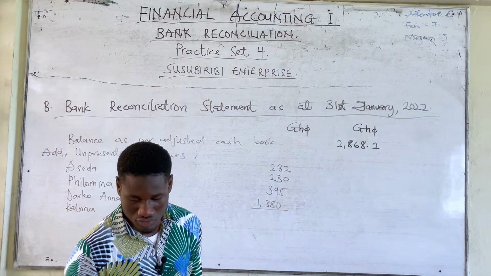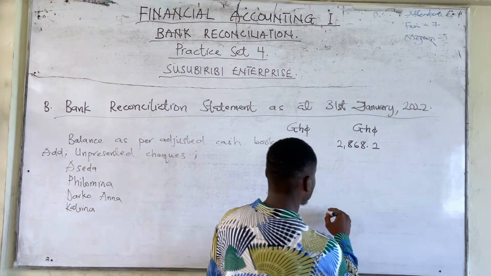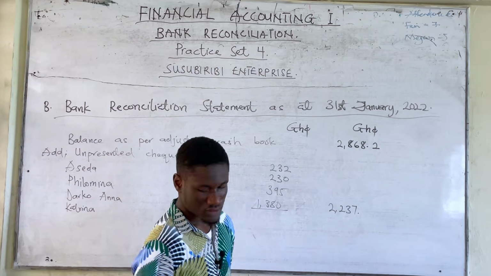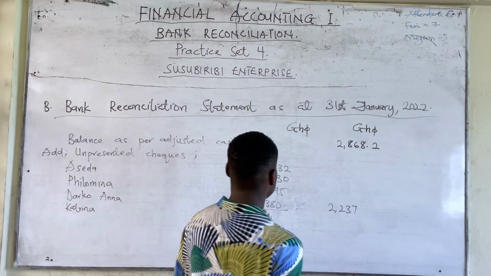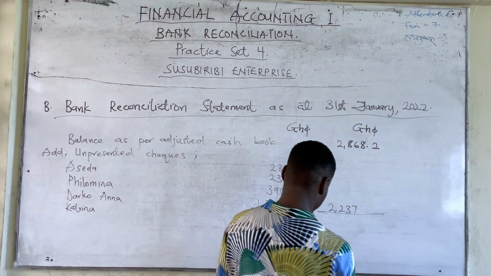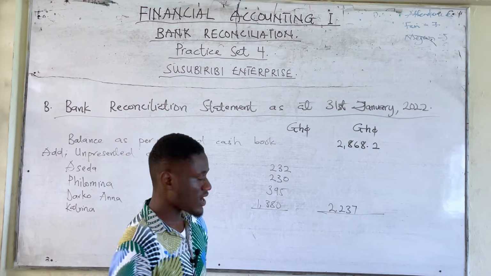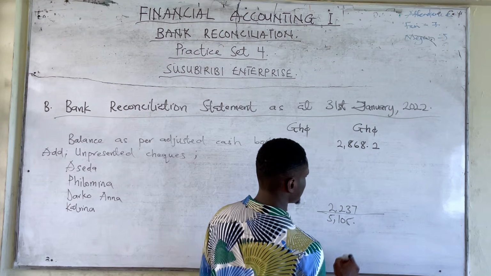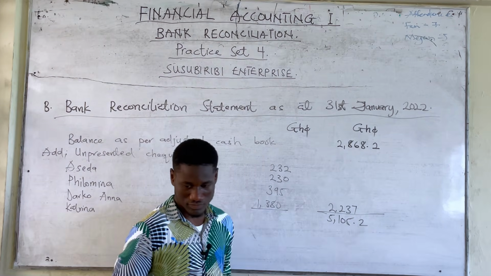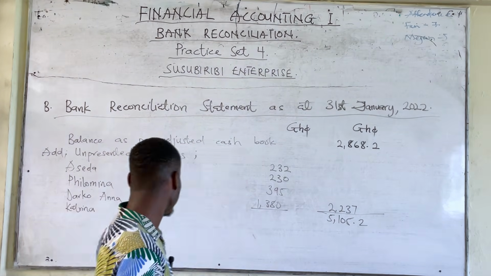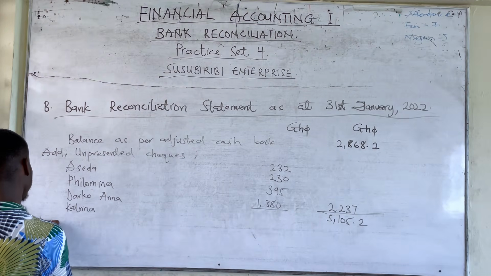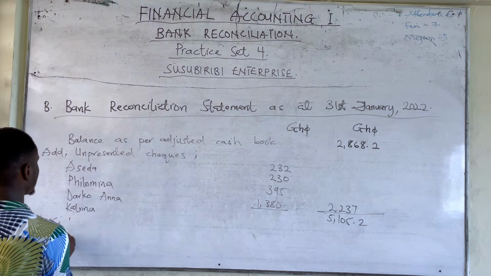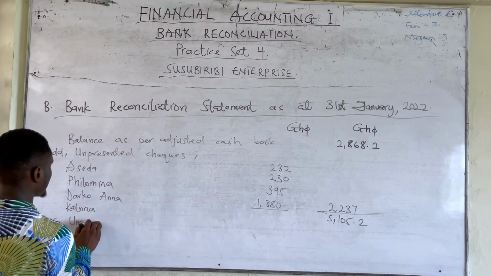So we are going to total this amount and record it here. When we total, we are going to get 2,237. Okay, there's no point. Good. So add it together, and we are getting 5,105.2. Good. So now we know that we have to less our what? Unpresented checks. Uncredited checks.